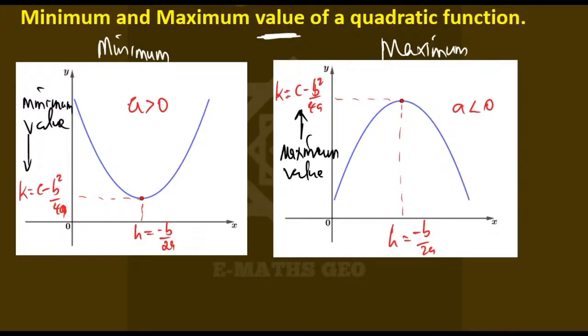Y, so K is always the value. Y is the points. This is the maximum points. So once you talk about value, it is the Y coordinate, which is K. Just know that. So I had to do this before we solve these questions now.